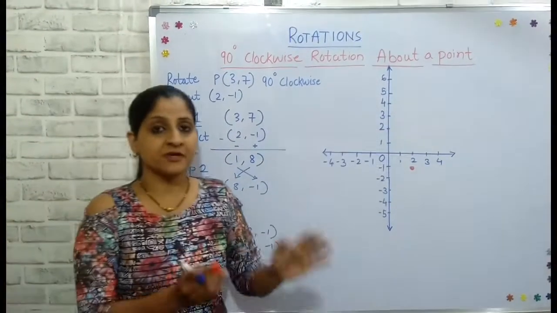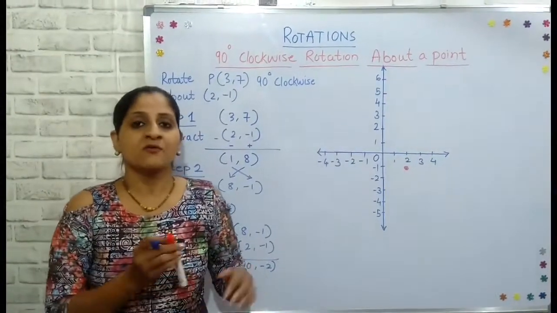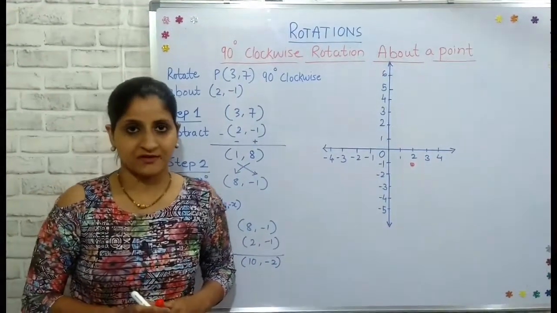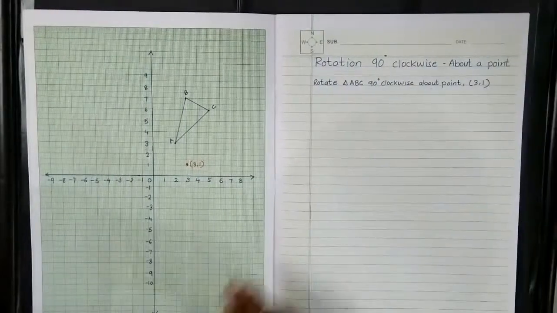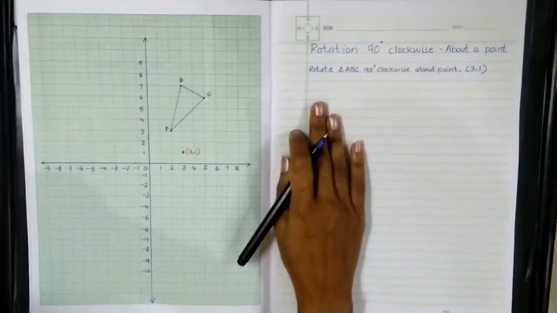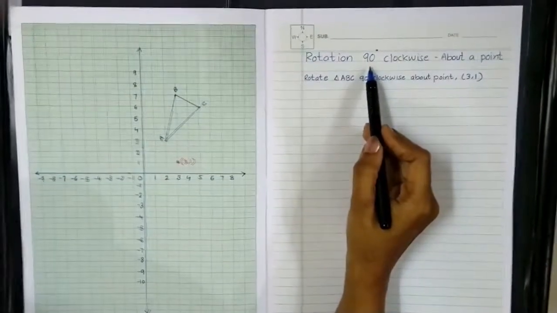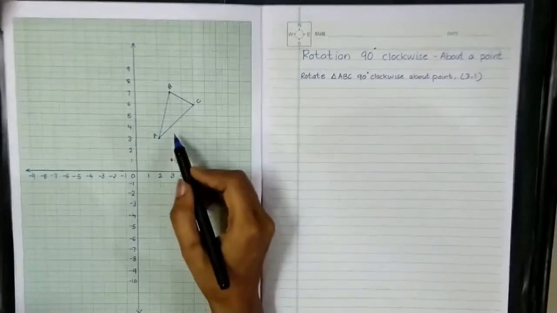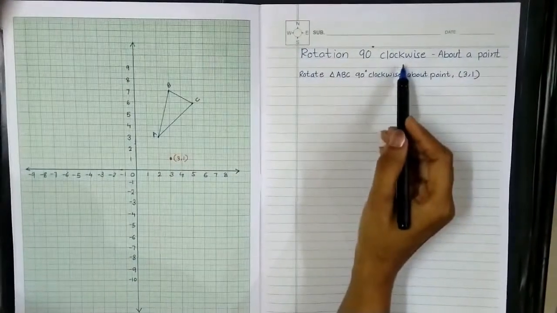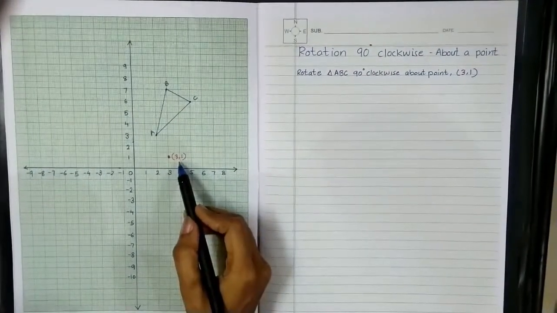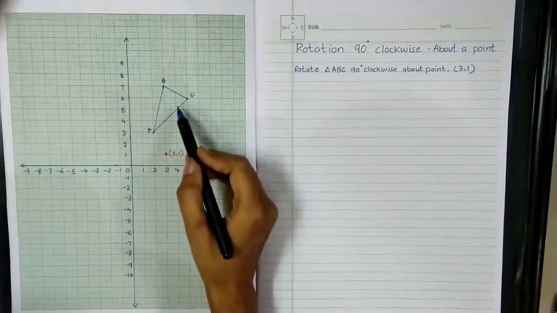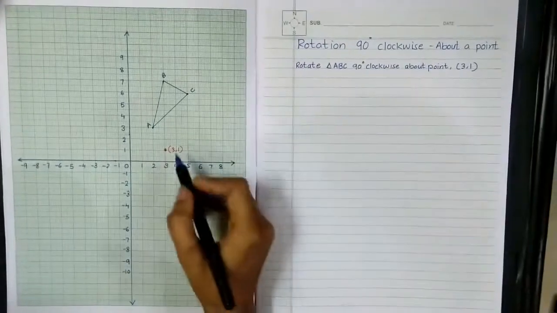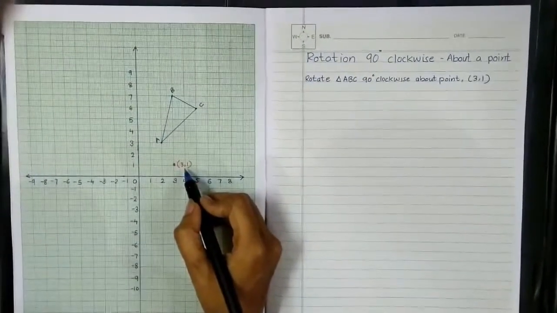Now, how a given figure, a given triangle or a square, will be rotated about the given point, we will see by plotting it on graph paper. In this video, we are now going to learn about rotation 90-degree clockwise about a point. Here, the rotation of the figure has to be done 90-degree clockwise about a given point 3, 1. I have drawn a triangle ABC which we have to rotate 90-degree clockwise, and the point about which the rotation has to happen is 3, 1.